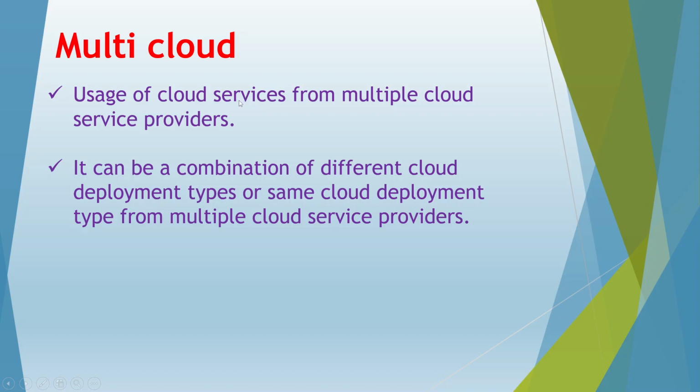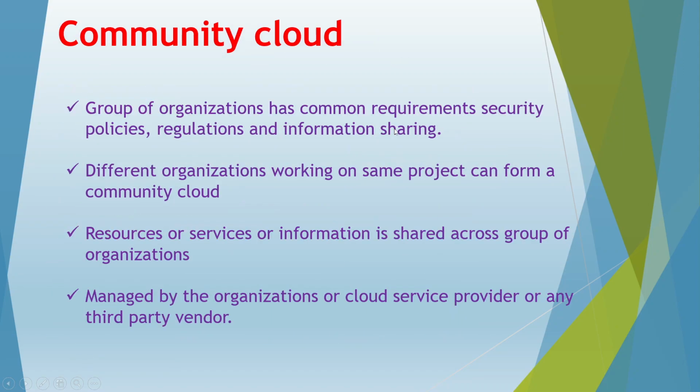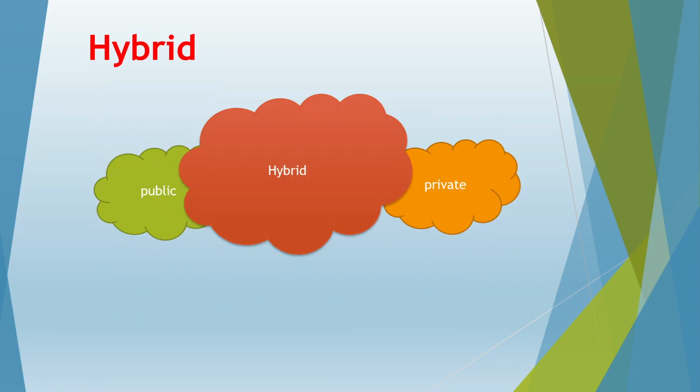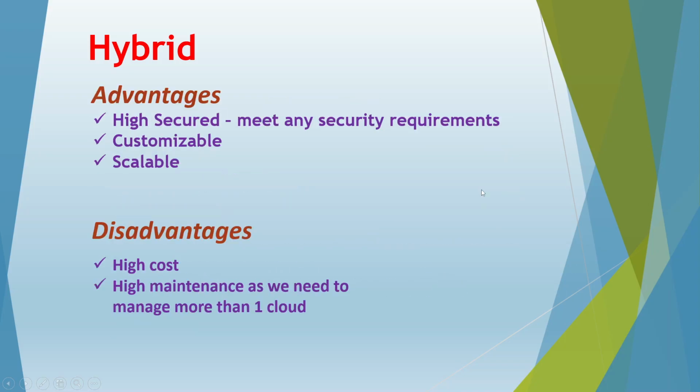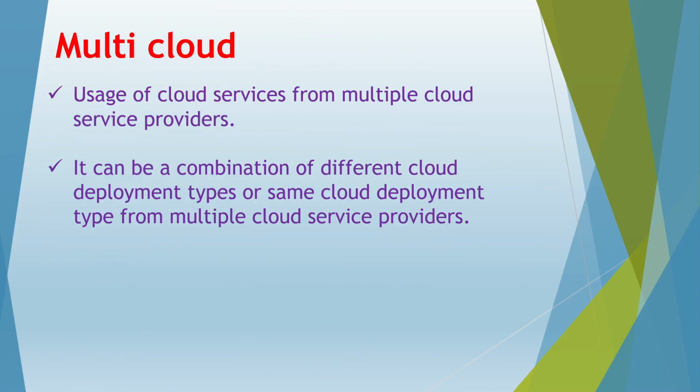So, usage of cloud services from multiple cloud service providers. We have seen that the hybrid cloud is a combination of public and private. But when coming to multi-cloud, it's not only a combination of public and private, but you can also have those deployment models coming from different service providers. It can be a combination of different cloud deployment types, or the same cloud deployment type from multiple cloud service providers like this.